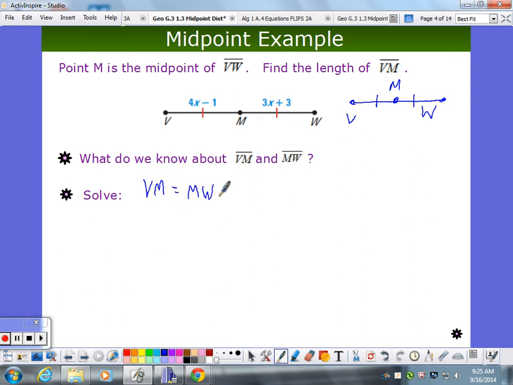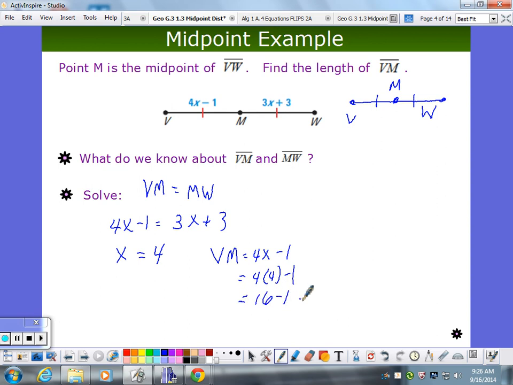Remember, when I don't put the little line on top, I'm talking about the length of BM equals the length of MW. And so 4x minus 1 equals 3x plus 3. So now you can be working on this in your notes and see if we can figure out what x is, and then go back and answer the question. Subtracting x, add 1. So BM equals 4x minus 1 equals 4 times 4 minus 1. So did anybody get the same thing I just got? You can work at your own pace, but this is what I'm getting for BM.